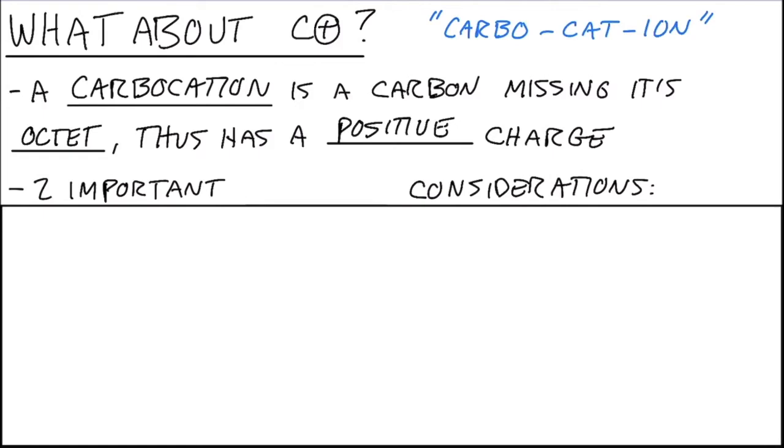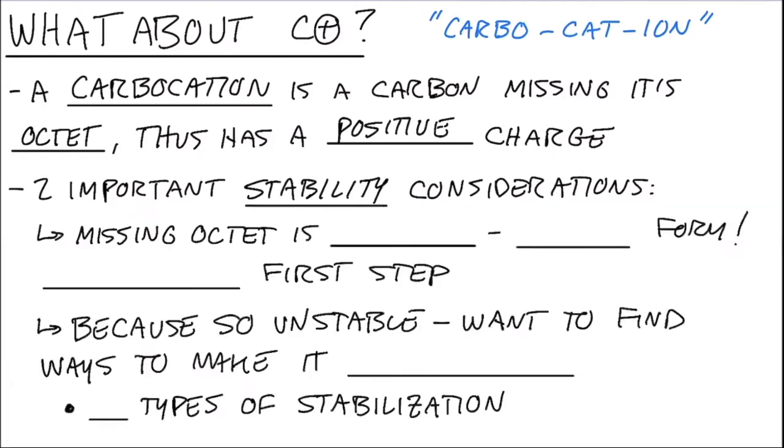And we have to think about some of the stability considerations when we're thinking about something that has a positive charge. So if we're missing our octet, that's not good. We wanted to get to octets in Gen Chem when we were drawing Lewis structures, right? Having no octet or having a missing octet, missing electrons, is unstable. So we don't like that. And if something is unstable, so the carbocation itself being unstable, that means that it's hard to form, right?